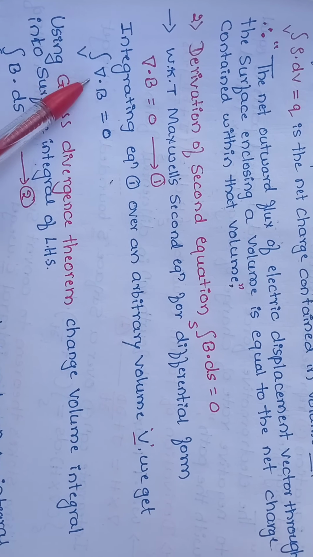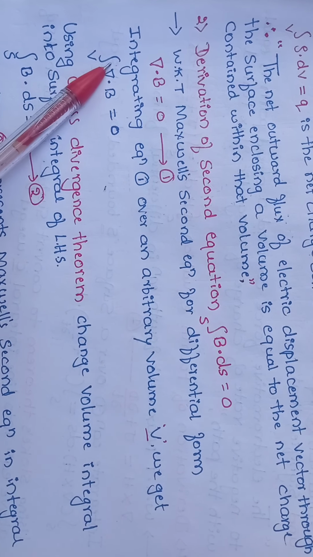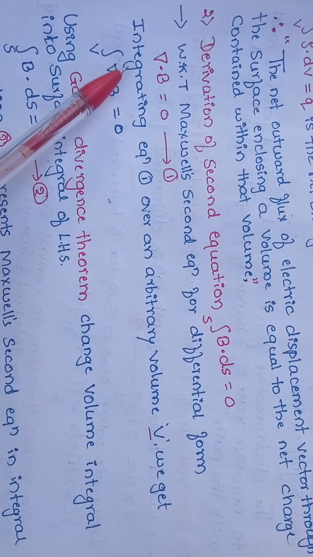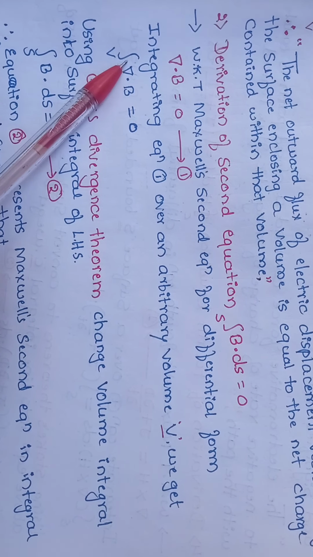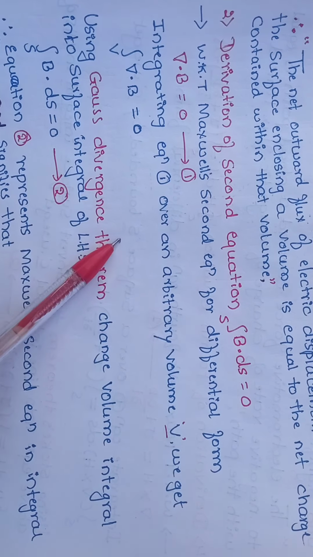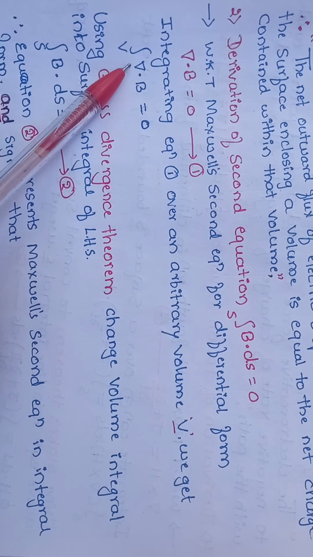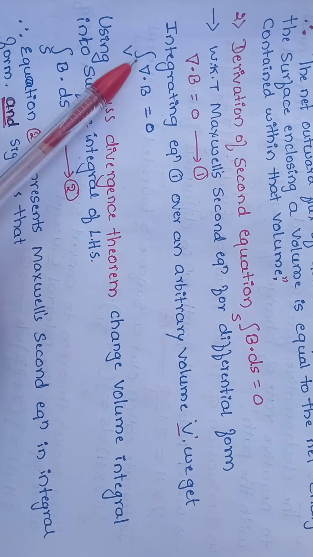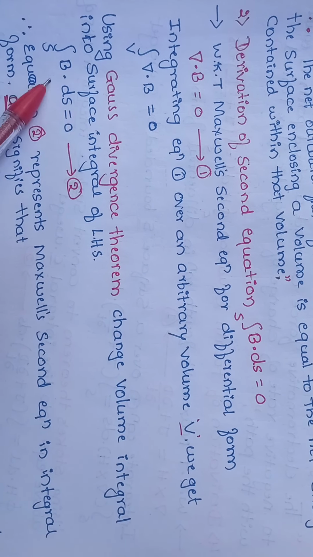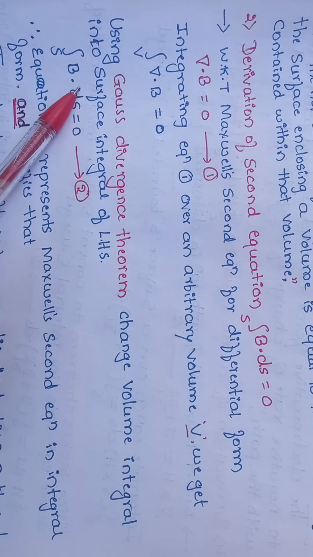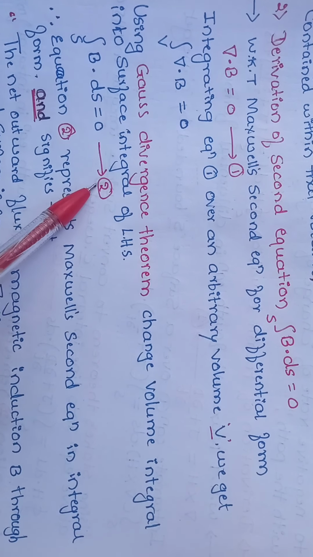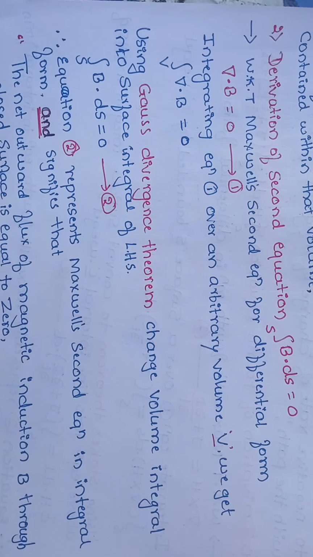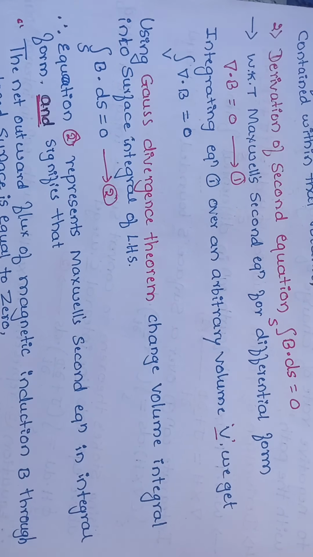Again, you have to change the volume integral on the LHS of this equation into a surface integral, by using the Gauss divergence theorem. Then you get the surface integral of B·dS is equal to 0. Call that equation number 2.